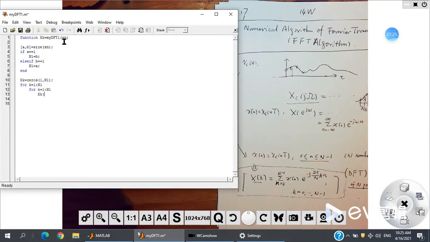XK of k equal to xk of k plus one more term. There will be xn of n times the exponential power, that is negative j omega 0 times k times n.